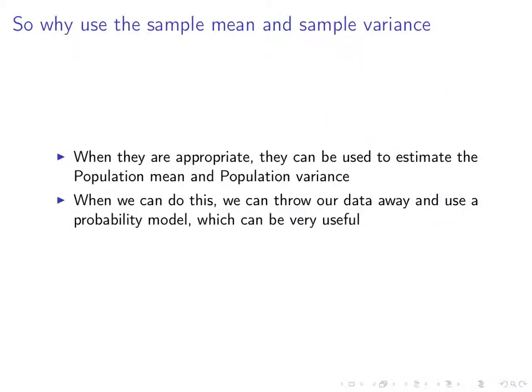Why use them? Why not just use the 5-number summary every time? The reason we use the sample variance, when it's appropriate to do so, is that we can use the sample mean and the sample variance as estimates of these abstract things called the population mean and the population variance. And the beauty of doing that, if this is appropriate, is we have a probability model that has a generalizability or an applicability beyond our particular data set. And if we can do that, that's very, very powerful, as we'll find out.